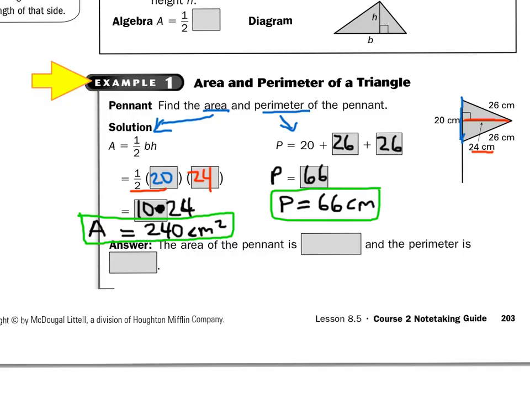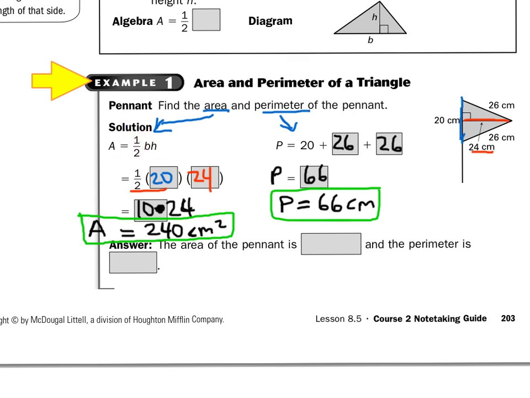Okay, so take a look at example 1. They want us to find the area and the perimeter of the pennant. Now the pennant is another word for the flag over here. So this triangle right here. Notice how I'm moving the marker. This triangle right here. Okay, to get the area, remember the area is 1/2 times the base times the height.